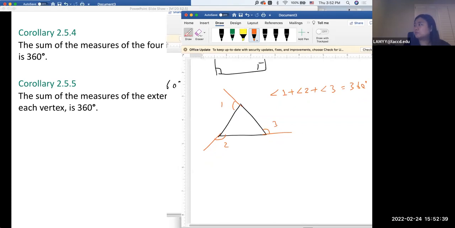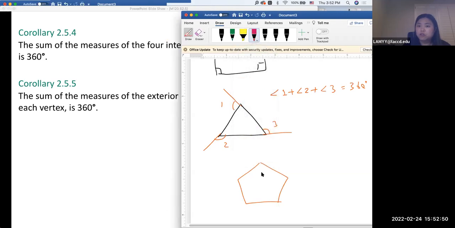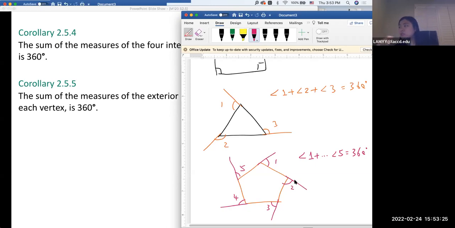Any polygon. For example, I have 1, 2, 3, 4, 5, like this picture. If I get the exterior angle here, one at each vertex, like this, I have 1, 2, 3, 4, 5. When I add up angle 1 through angle 5, that will be equal to 360. This applies to all polygons. The sum of the exterior angles will be equal to 360. Remember that the sum of the interior angles depends on how many sides, but the exterior angles have to equal 360.